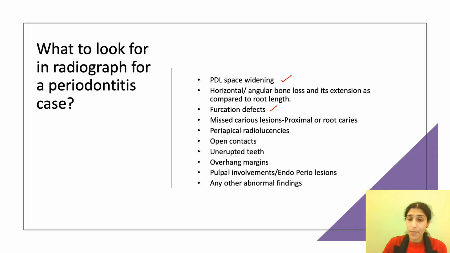We can also see any proximal or root caries, any periapical radiolucencies, and any open contacts. Any unerupted teeth, impactions, and overhanging margins, which clinically we may sometimes overlook, can be observed through the radiographs, as well as any endo-perio lesions and any other related abnormal findings.